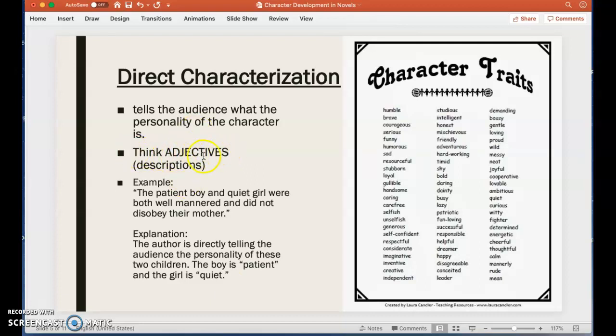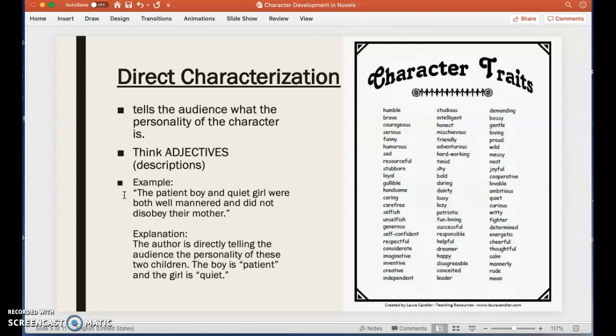So direct characterization is when the author, the writer, actually tells exactly what the personality of the character is. And this is when they use adjectives. So here we have a list of adjectives. An example is: the patient boy and quiet girl were both well-mannered and did not disobey their mother. So the author is actually telling us the boy is patient, the girl is quiet, they are well-mannered. Nothing's happening, but the author is giving us this narrative.